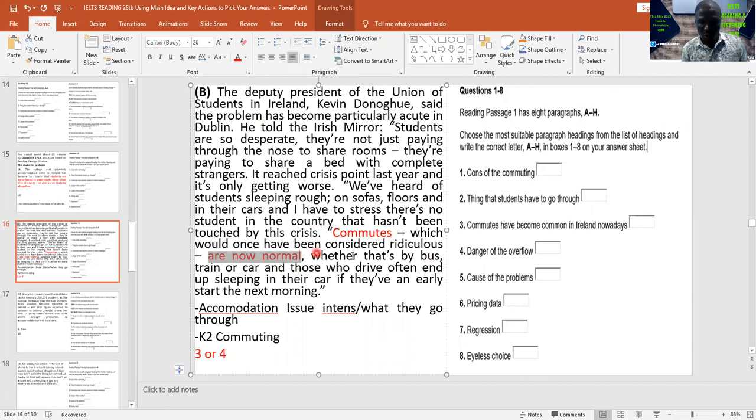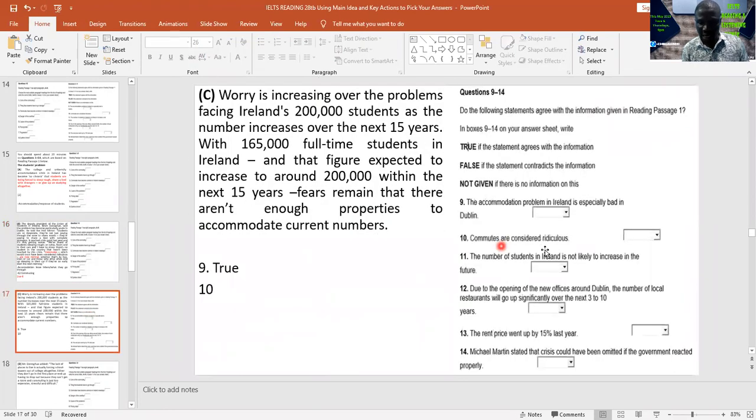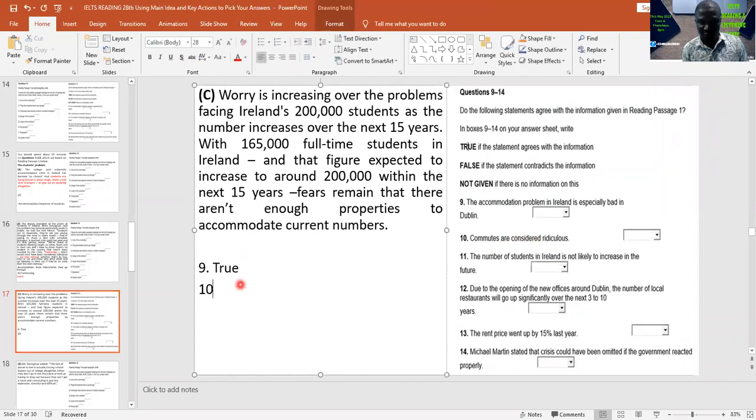Commutes, which would once have been considered ridiculous, are normal. So commute is trying to describe the past situation, then is now describes the present situation. And the question here is describing the present situation. So actually that is false, because it's describing the same thing but giving wrong information as against what is in the passage. Okay, so that is that.